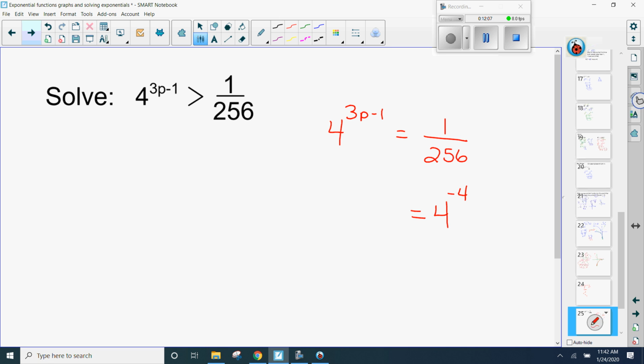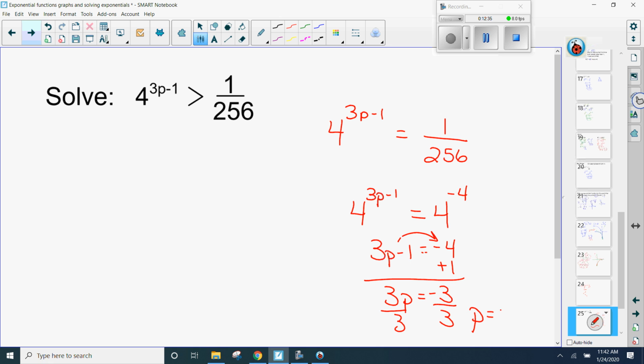2. So this is 4 to the 3p minus 1 power. What does that tell you? It tells you that if the bases are the same, the exponents have to be equal. How do you solve? Add 1. So you get 3p is equal to negative 3, and then what? Divide by 3. So p equals negative 1.